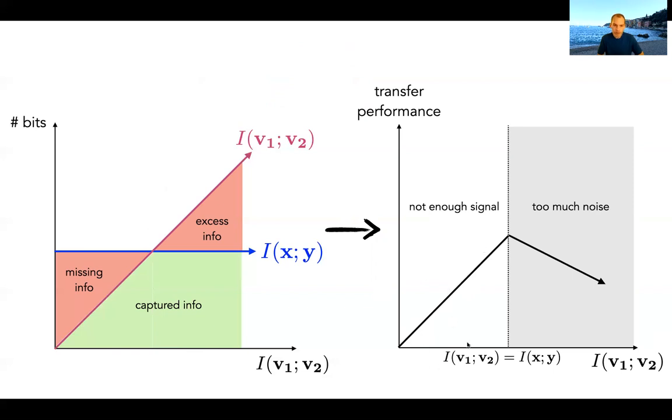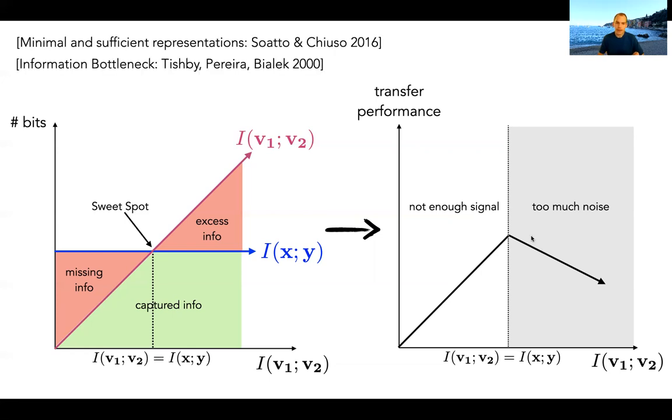So if you don't have enough information shared between the two views, then you don't have sufficient information to solve the task. You don't have enough signal. And then if you have too much information shared between the two views, you now have redundant information that you're encoding, and this acts as noise and reduces your ability to generalize because you're going to be overfitting to that noise. Okay, so what you want is a representation which is not too big and not too small. It captures the sufficient amount of information to solve the task, but no more. It's minimal and sufficient. This is actually an idea that was put forth by Soatto and Chiuso a few years ago, and also shows up in the information bottleneck theory of Tishby et al.